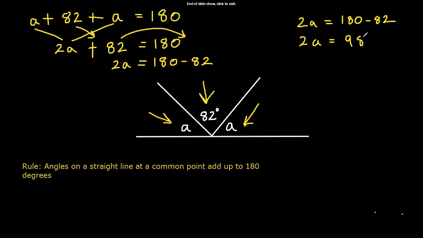What are we going to do at this point? Divide both sides by 2. This cancels with that. So A is going to be equal to 98 divided by 2. What is 98 divided by 2? 2 into 98. You say 48?